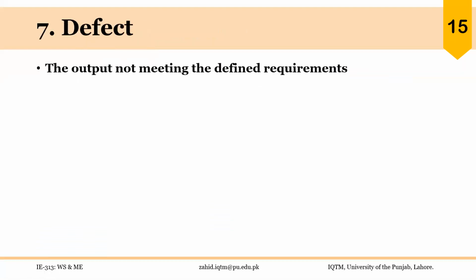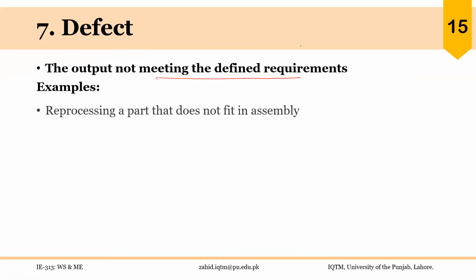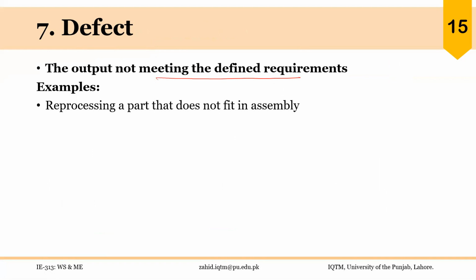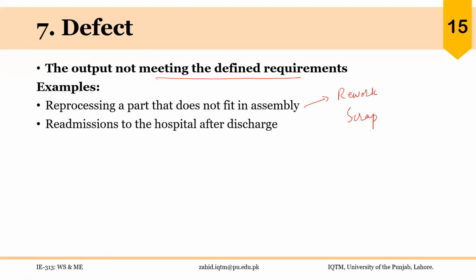The seventh is the waste of defect, the output not meeting the defined requirements. Reprocessing a part that does not fit in an assembly is an example of what we call a rework, because there are two types of defect: rework or scrap. So if the defect can be corrected, it is rework. If it cannot be corrected, it is scrap.